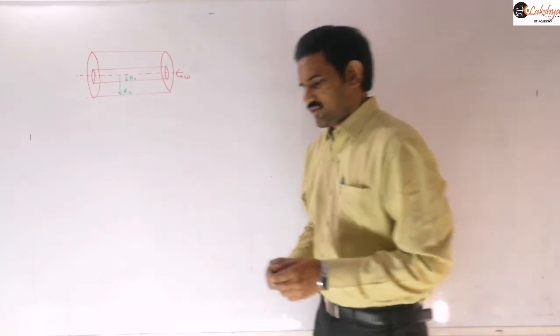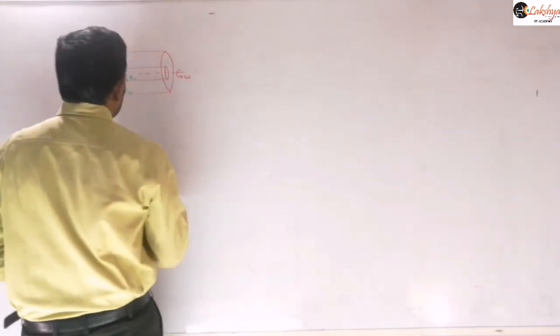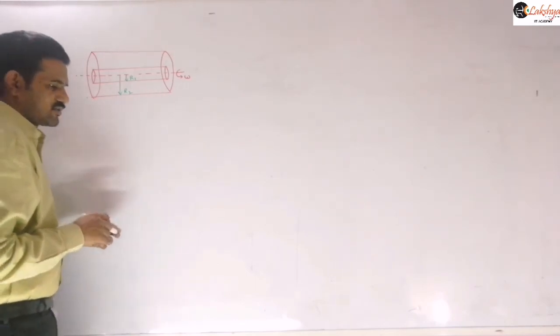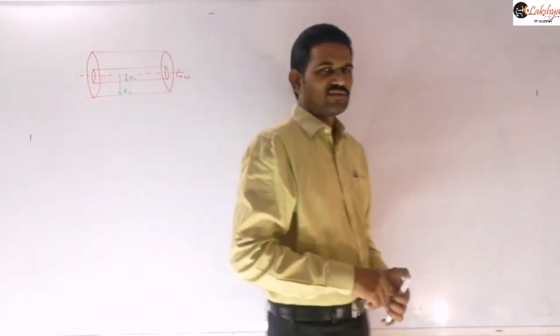Rho is the charge density. Volume charge density is rho.